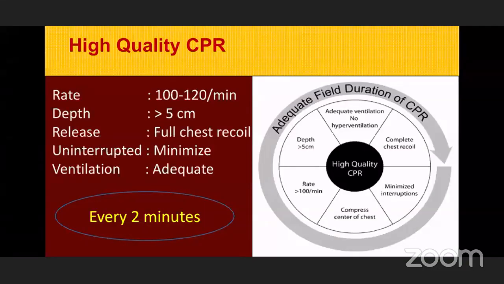While we are discussing high quality CPR, I would like to go quickly through the 5 important components of high quality CPR as endorsed by the American Heart Association. As we know, we are talking about push hard and push fast. By fast, we mean a rate of 100 to 120 compressions per minute and a depth of at least 5 centimeters, which is approximately more than one third of the anterior posterior diameter of the chest, allowing for full chest recoil in between the compressions with minimal interruptions and adequate ventilations. And for sure, we all know that every 2 minutes we have to check for the pulse and rotate the compressor every 2 minutes or sooner if they get fatigued.